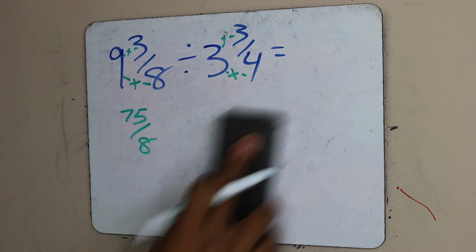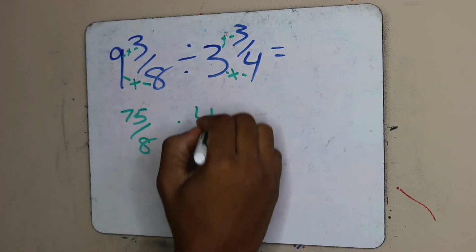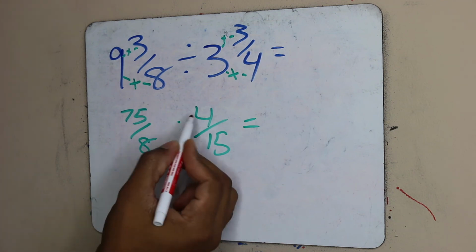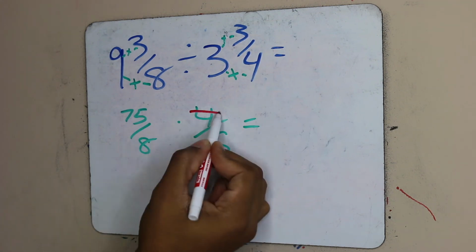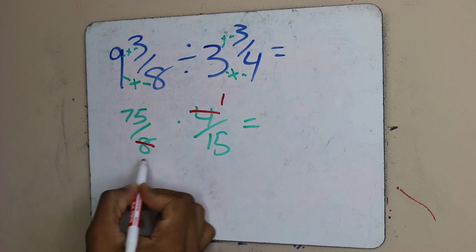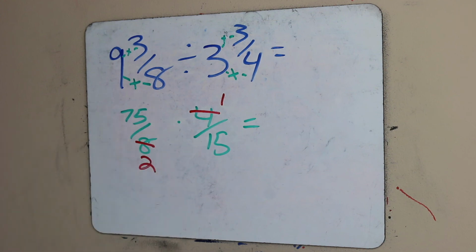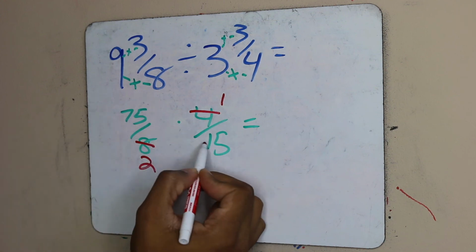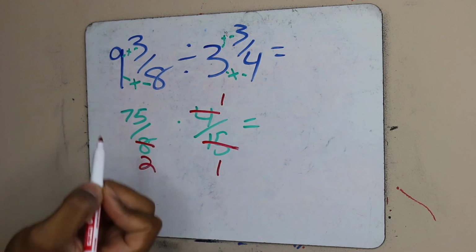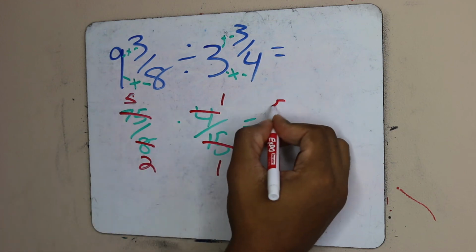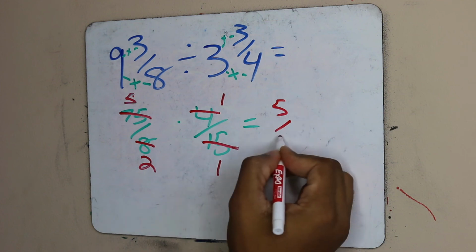So let's write that correctly. 4 over 15. Now what does that equal? So let's break it down. What number goes into both 4 and 8? Well, 4. 4 goes into 4 once. 4 goes into 8 twice. What about 15? 15 does go into 75. But first, how many times does 15 go into 15? Once. 15 goes into 75 5 times. So now we just cross multiply. 5 times 1 is 5. 2 times 1 is 2.